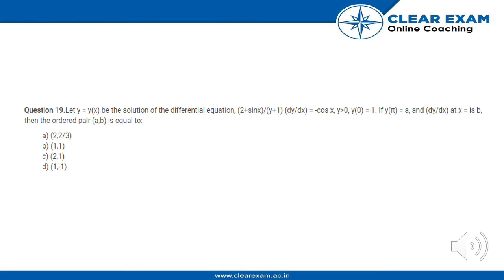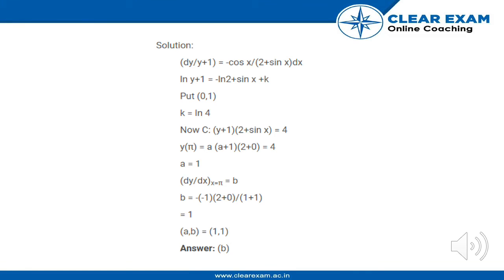Let's go to the solution. Now we have the solution, that is dy/(y + 1) = -cos x/(2 + sin x) dx. Now if we take log on both sides, we have log(y + 1) = -log(2 + sin x) + k.